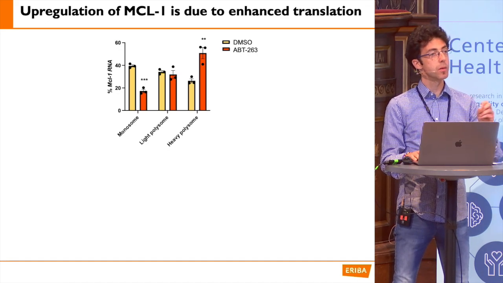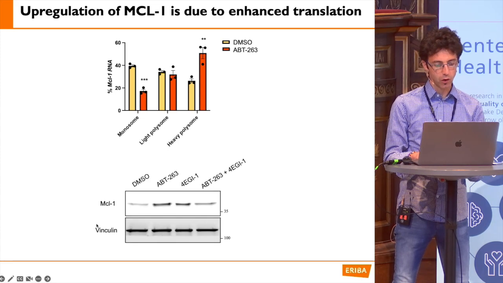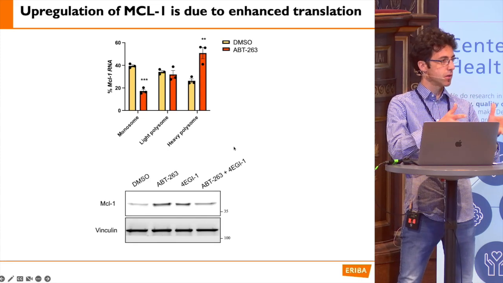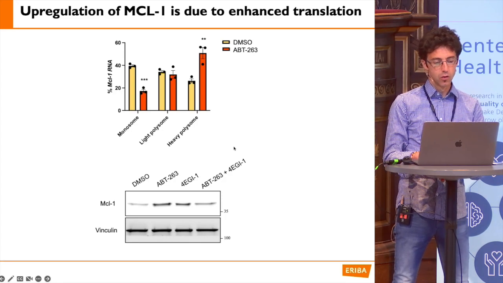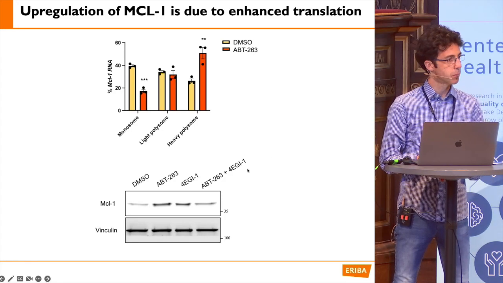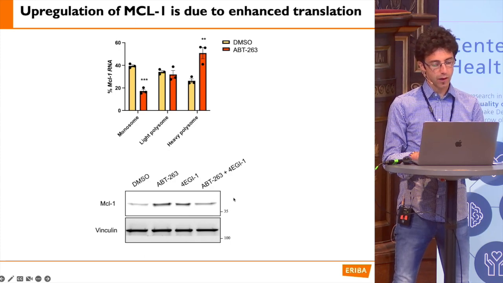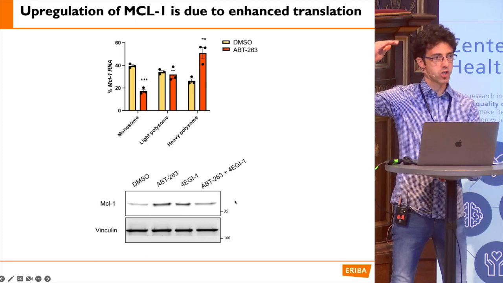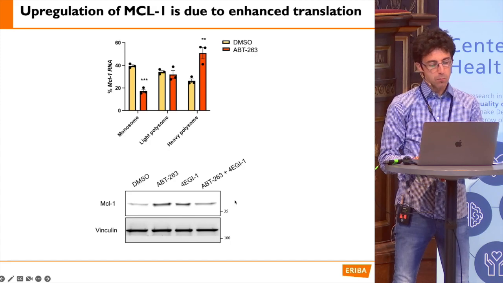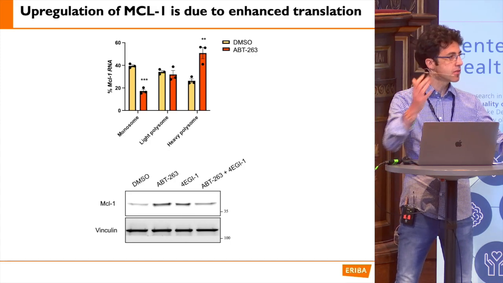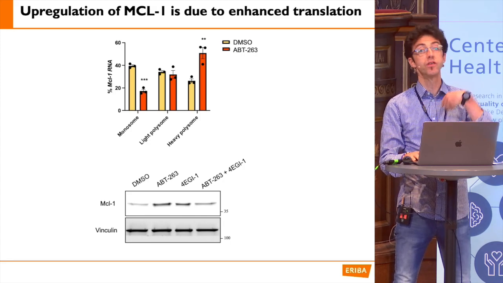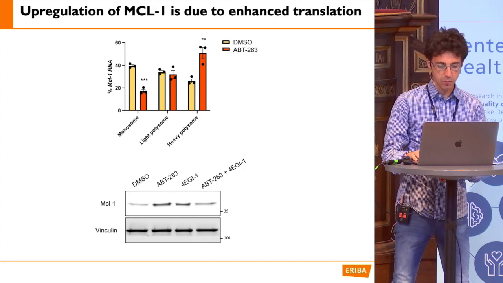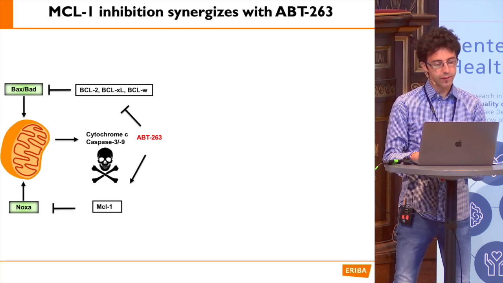And also that this was dependent on cap-dependent translation, because if we expose our senescent melanocytes to the treatment with ABT263 and to an inhibitor of cap-dependent translation, we could completely block the upregulation of MCL1. But then, of course, the real question is, does combining MCL1 inhibition with ABT263 now sensitize senescent melanocytes to die? And that's what we tried.